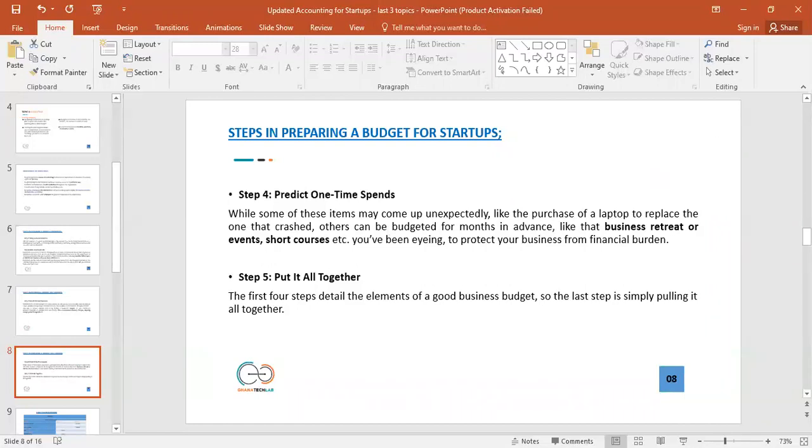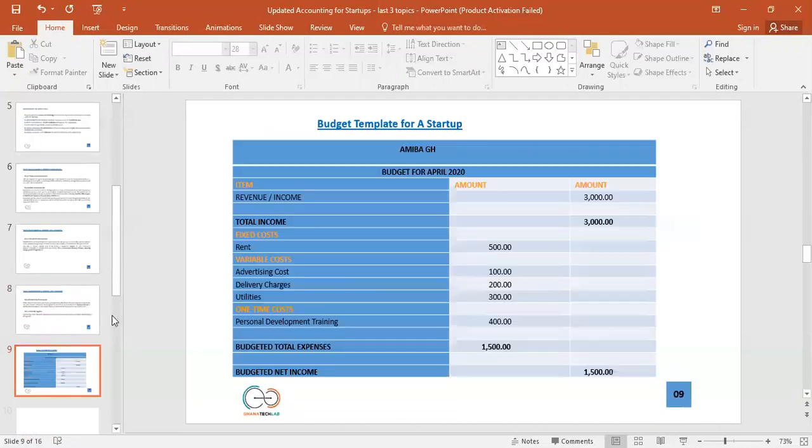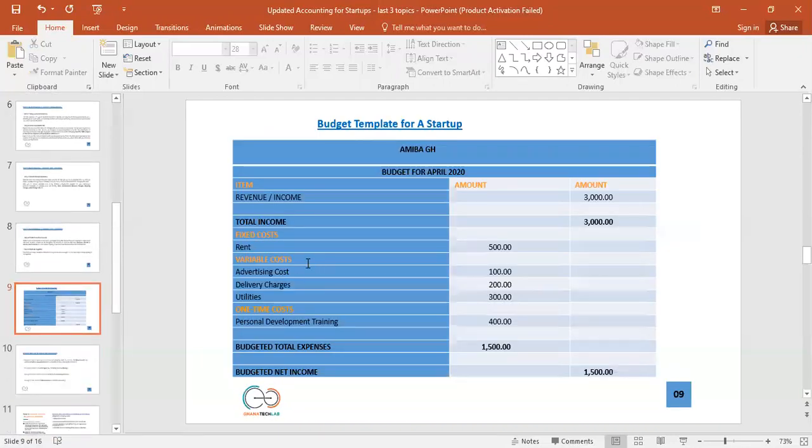Now let's look at a template that I created. I believe we can all see. So this is a budget template for a startup. Okay, so Amoeba GH, she's into sewing of clothes. In a month, she's just done her budget for April. She's estimating that putting all her income sources together, she should be earning about 3,000 cedis for the month. That is based on her organization, based on what she does.